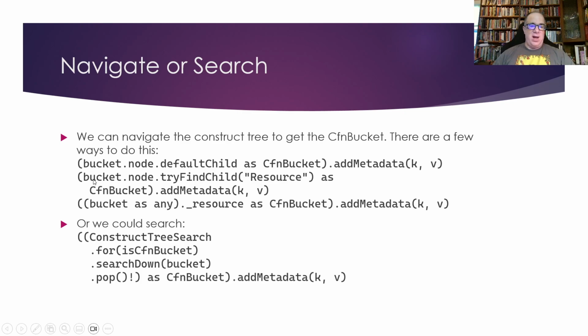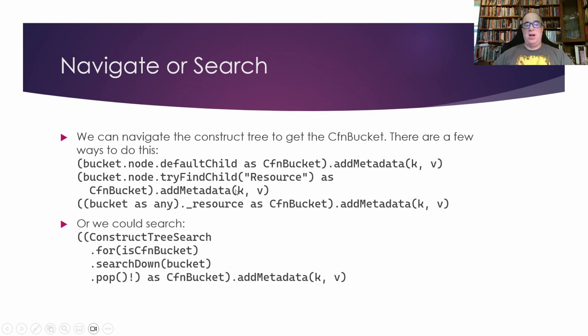Since it's an L2 construct, we can also find the child with the ID of resource, and that's usually the first child that is created. So it might very well be the first child of bucket if you tried to find it that way, but these are more sure ways of doing it, either going for default child or try find child resource as CFN bucket. So I'll get the CFN bucket.